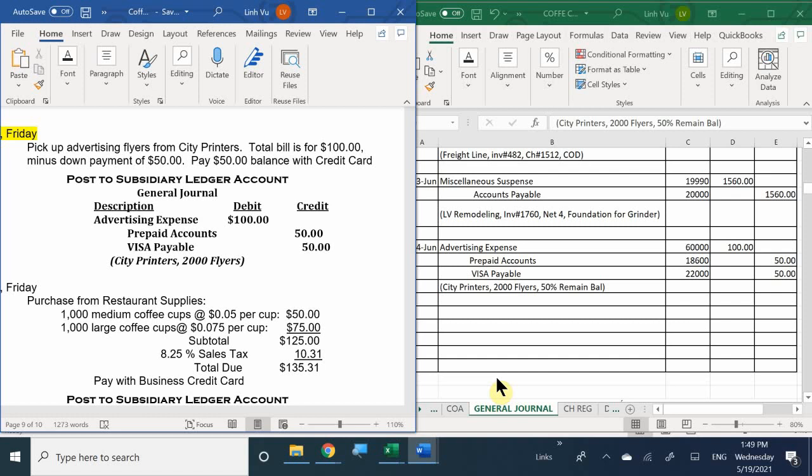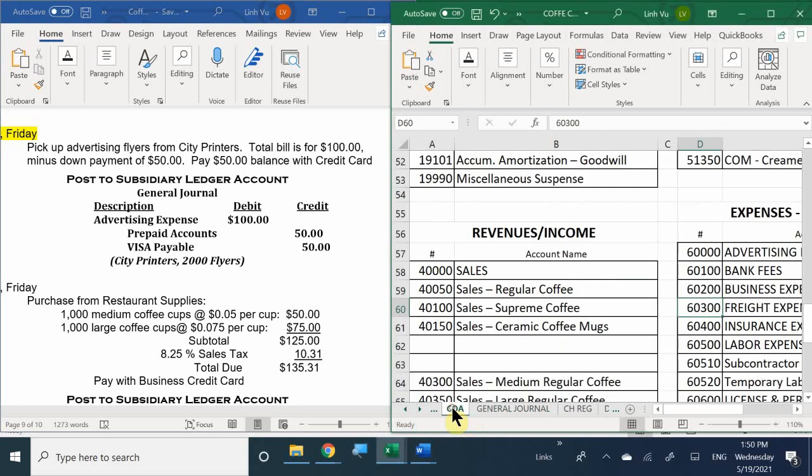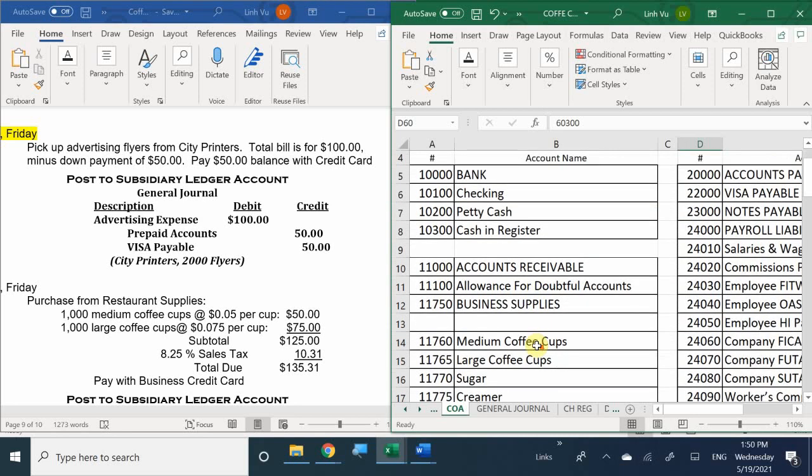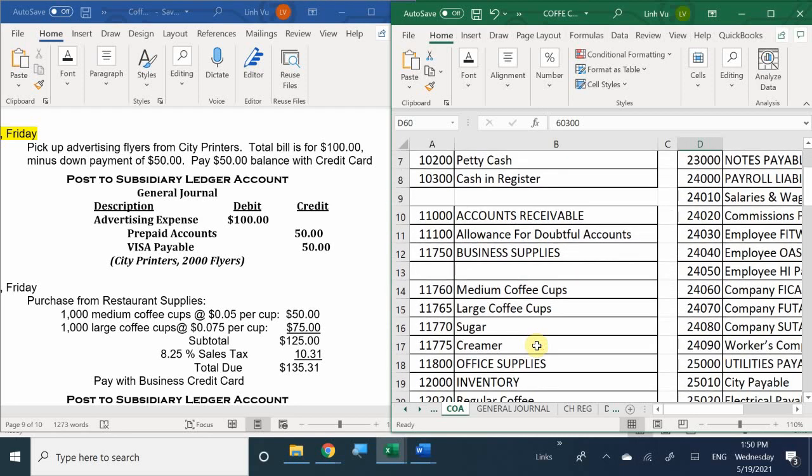So let's take a look at this. How are we going to record this? It's not an inventory item. However, let's take a look at the chart of accounts. What would you consider these items? It's not an inventory item. Yeah, it's an asset, but what kind of asset? What is this categorized as, and what main account does it belong to?